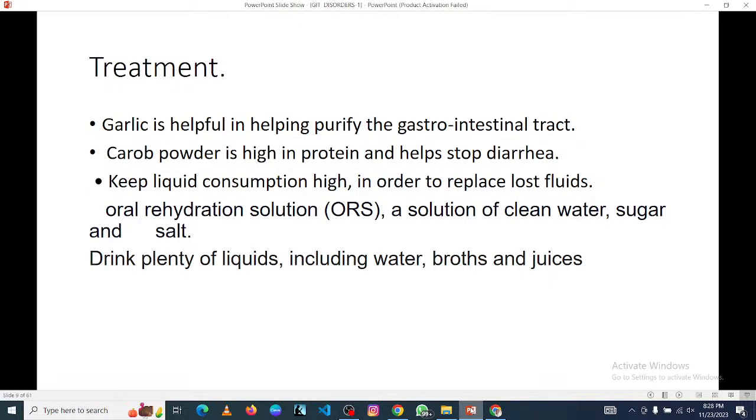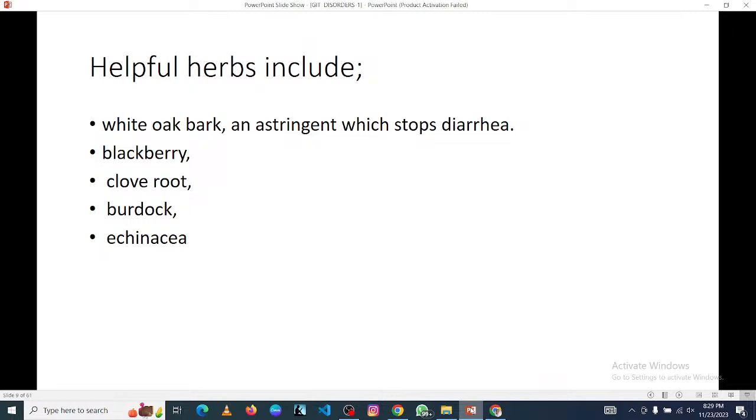Drink plenty of liquids, including water, broths, and juices. I believe we know what broths are. If you don't, we'll learn and know. Broths are from vegetables. Cooking several vegetables together in water and keeping that particular water. Most of us probably refer to it as soup, but broths and soups are a different thing. So these are some of the helpful herbs that you can use alongside the ones that I mentioned earlier.